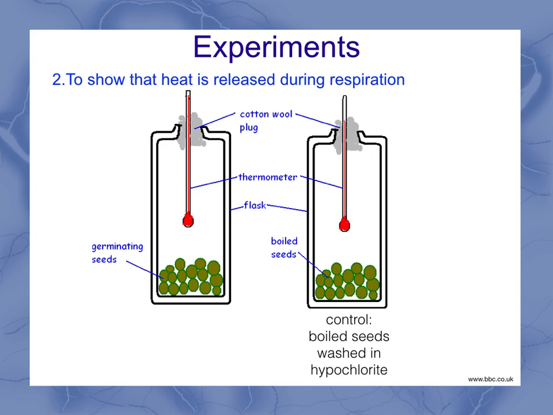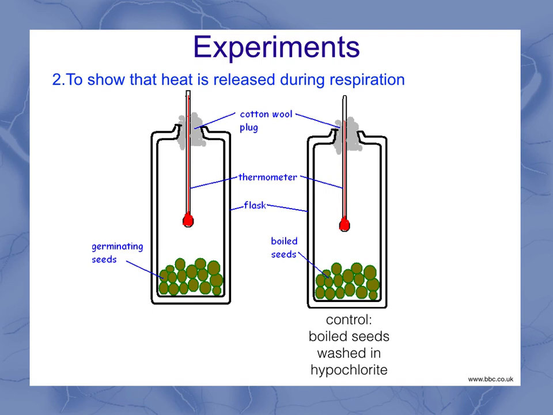So this is how to set the apparatus up. Now you can see that you've got boiled seeds. These are your control. You need to ensure that you've got an equal number of seeds in the control as well as the test experiment, or the same mass in both flasks. So remember, when you're describing an experiment, always have the same conditions, but you don't just write the same conditions. You need to say the same mass of seeds, the same initial temperature, the same volume of flask.